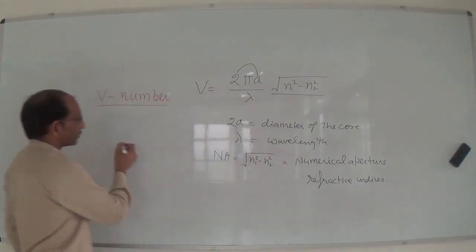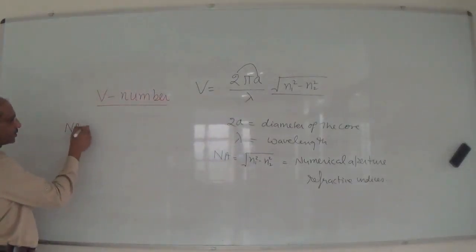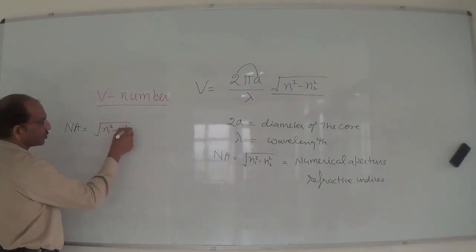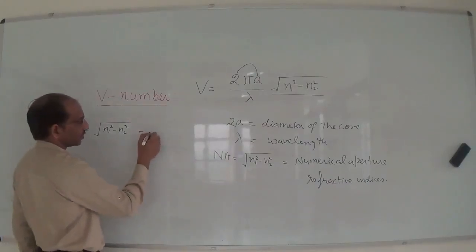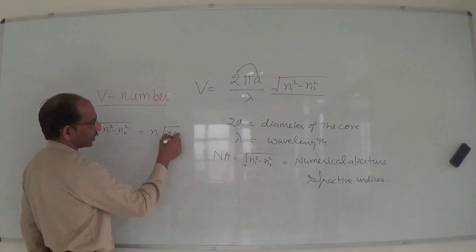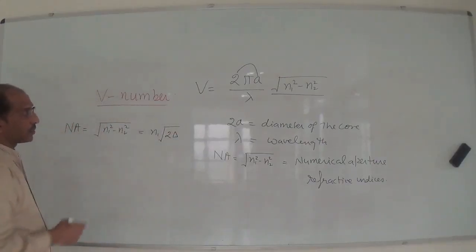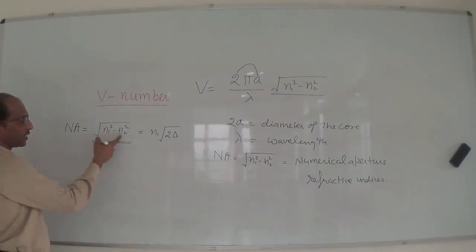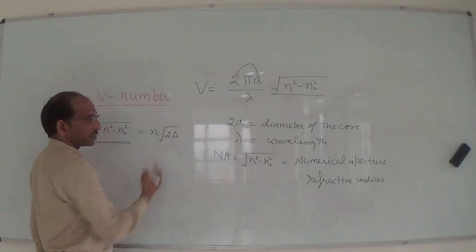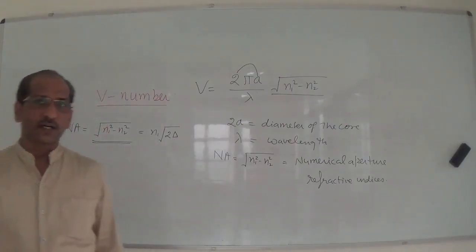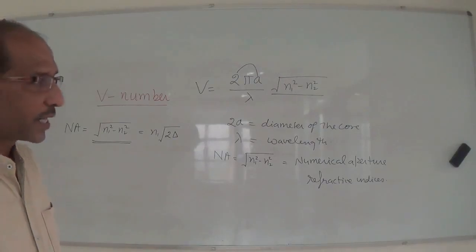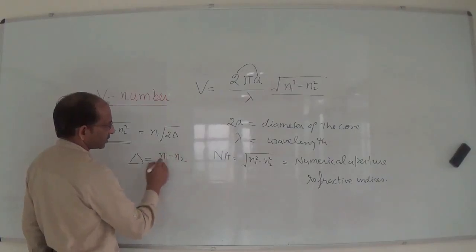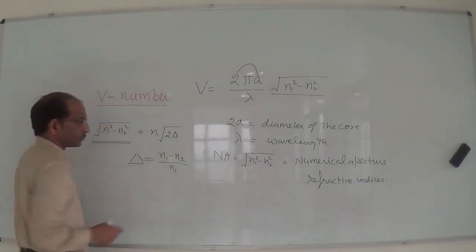as you know that we have defined it earlier in terms of square root n1 square minus n2 square, and n1 square root 2 delta. So V number can be defined by using the numerical aperture formula in terms of n1 and n2, in terms of fractional refractive index delta. Delta is fractional refractive index. This delta is equal to n1 minus n2 upon n1.